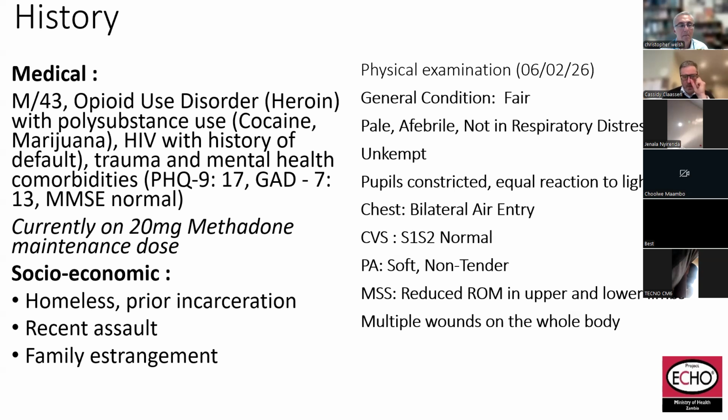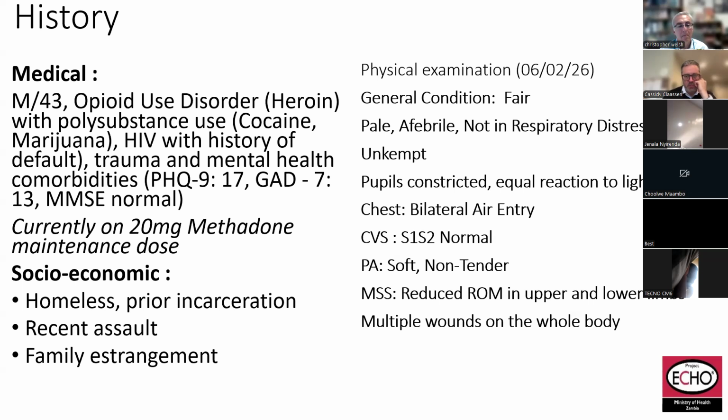So our client is a 43-year-old male who has opioid use disorder, admits to use of heroin with polysubstance use, that is cocaine and marijuana, also HIV, currently on TLD, but has a history of default. So this is a client who initially was being assisted by the community at Sanity House and was later referred to a clinic, but of course, because of stigma and other issues, missed some of his dosages. He also came in with trauma, which is secondary to assault by non-people, and also has mental health comorbidities. So this is moderate depression and moderate anxiety. But his mini mental state was normal, sorry.